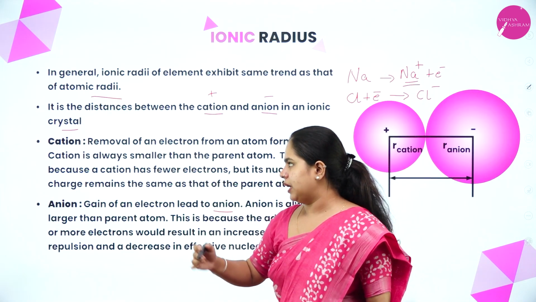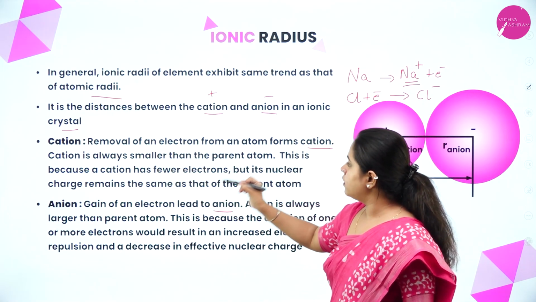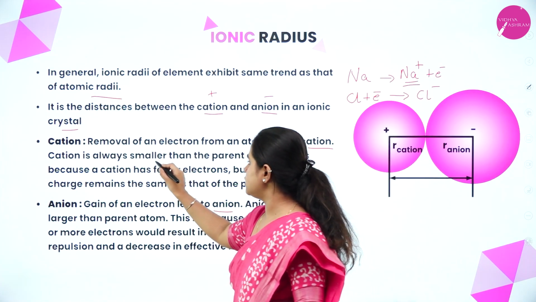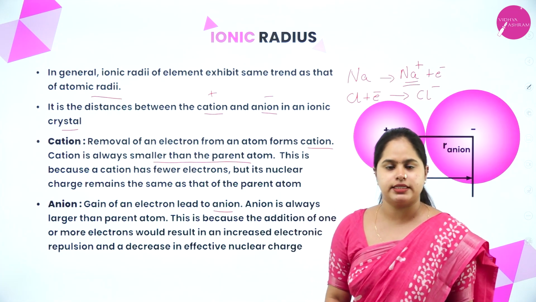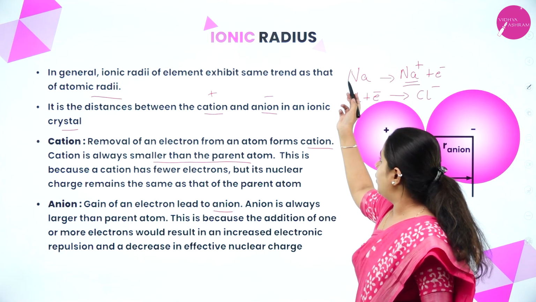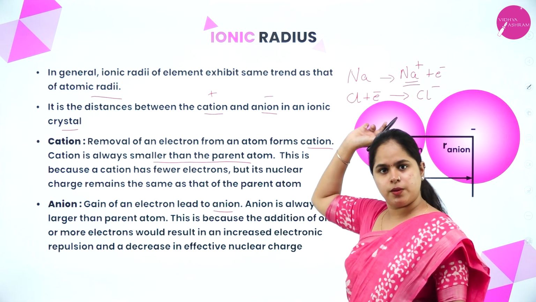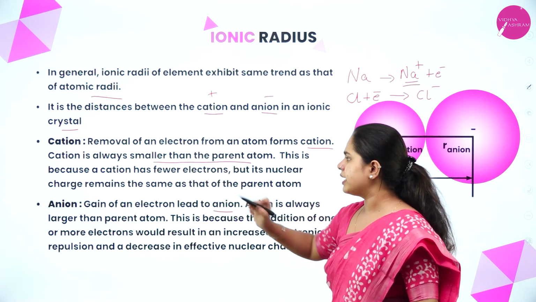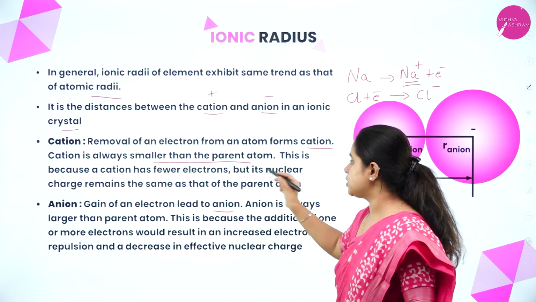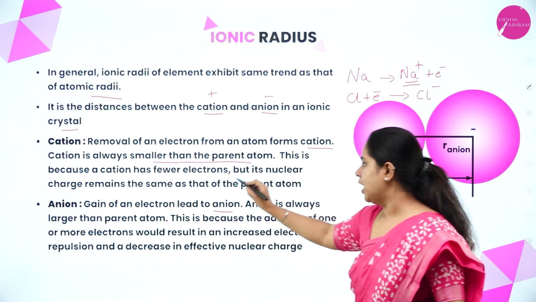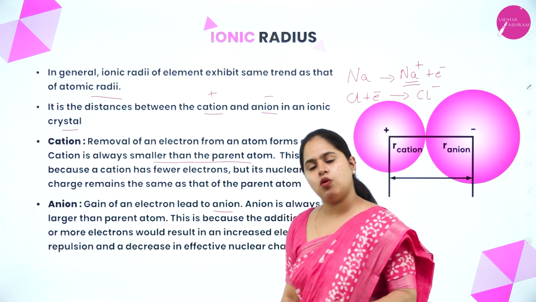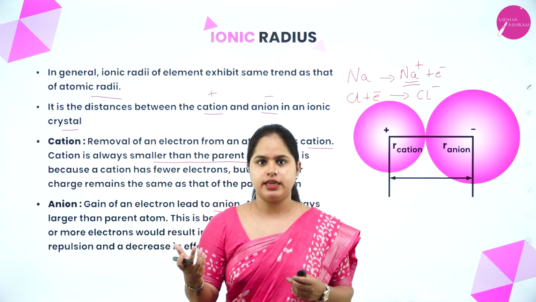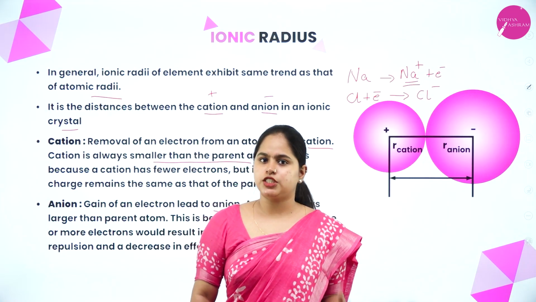Now, coming back to cation. Cation is always smaller than the parent atom. Okay, this is important. Cation is always smaller than the parent atom. Why? From the atom, when the atom lost one electron, it became cation. This is because a cation has fewer electrons, but its nuclear charge remains the same as that of the parent atom. So when the atom loses one electron, it becomes a positively charged ion.